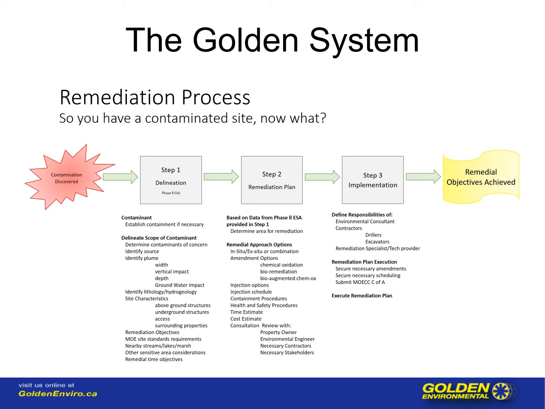Then we decide what our remedial objectives are. This involves the Ministry of the Environment and Climate Change as they set site standard requirements. Things to be considered are nearby streams, lakes, marshes. Is it potable water, non-potable water? Is it a residential site, commercial, industrial site? These are sensitive issues that need to be considered when determining what is required. The remediation requirements are from the Ministry of the Environment. And then we need to also consider our time objectives. Does the client need this done quickly, or do they have time? And this will determine which oxidants or process we choose.